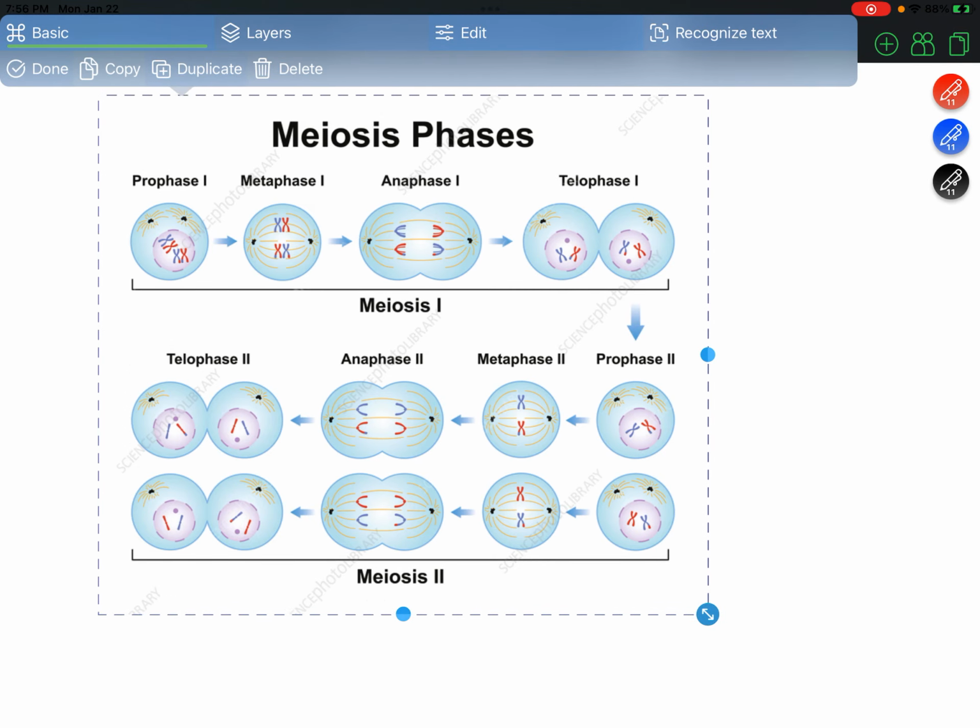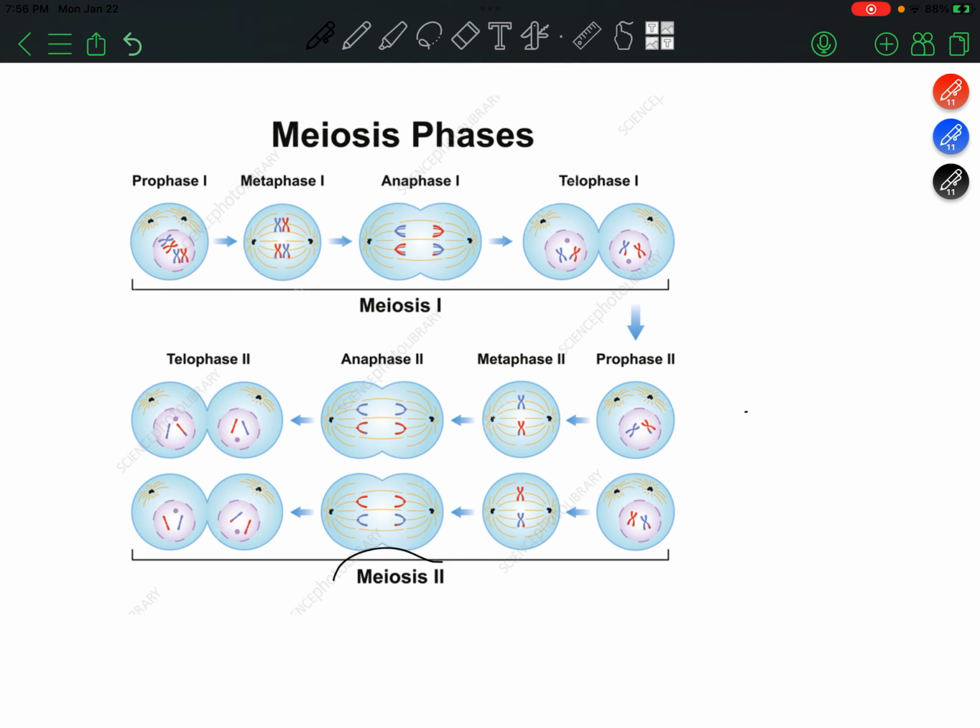Prophase 1, metaphase 1, anaphase 1, telophase 1, and then the rest. Meiosis 2 is very eerily similar to mitosis, right? Remember, there are 2 full sets of chromosomes. 1 full set from the mom, 1 full set from the dad. What does that mean? There are 23 pairs. 23 pairs of chromosomes from the dad and 23 pairs from the mom.